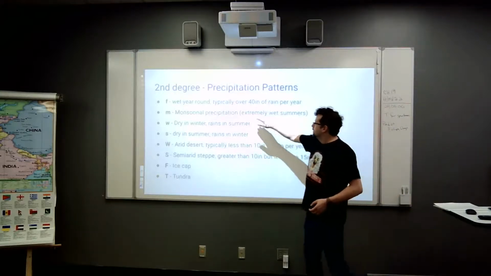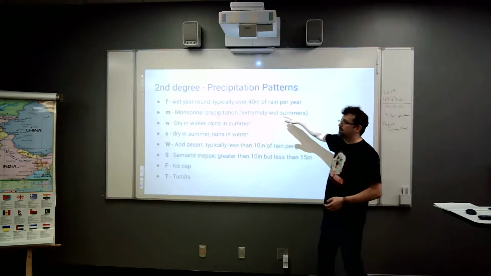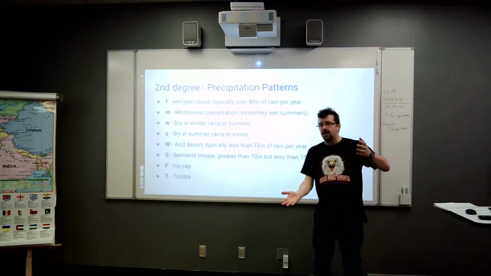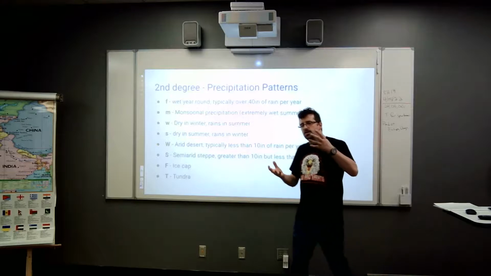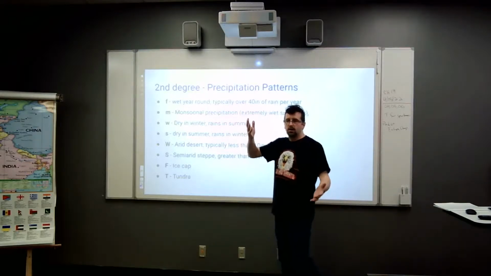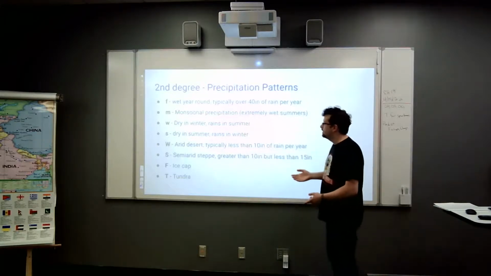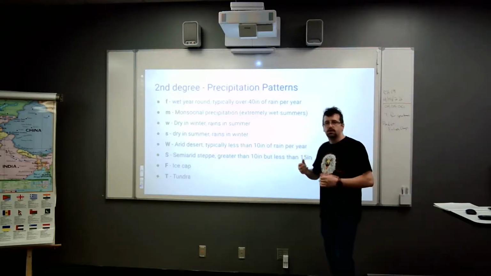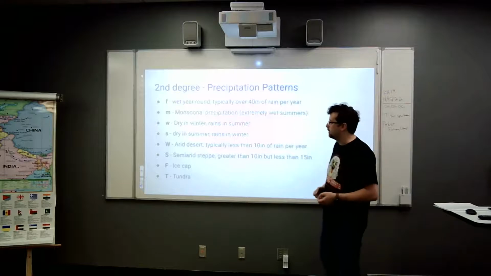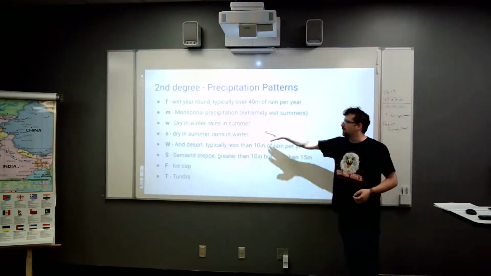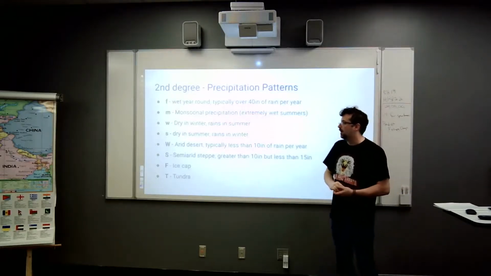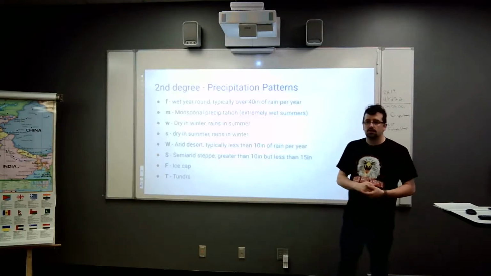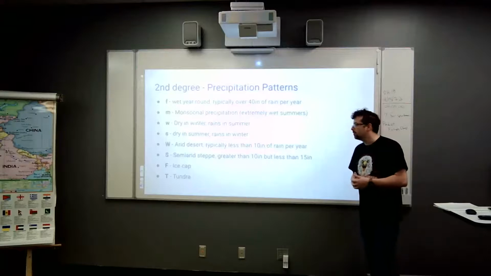where you can go from monsoonal, right, with extremely wet summers. So if you see a climate graph that has almost nothing going on in terms of rainfall in the winter months, this is what's happening. It's probably monsoonal. If you also see that a lot of rain happens in the summer months, then you have dry in winter, rains in summer. Again, these are conditional. Dry in summer, rains in winter. So again, you will have to check that chart.